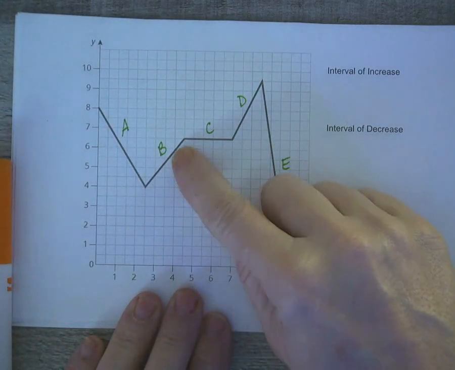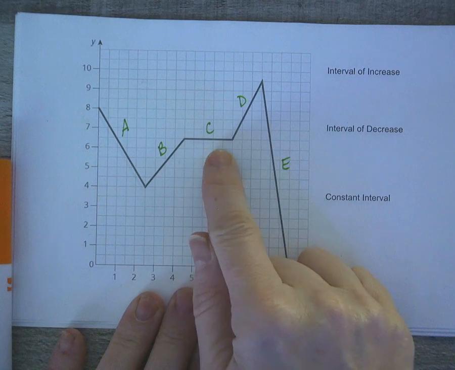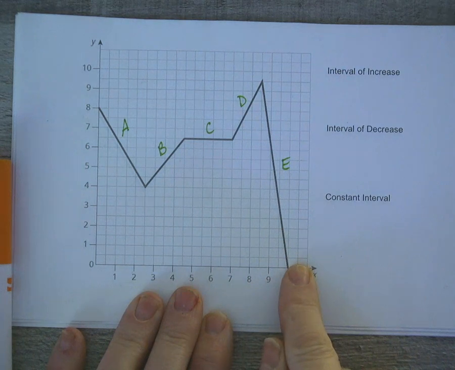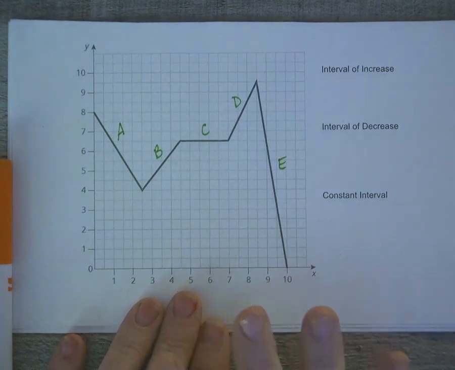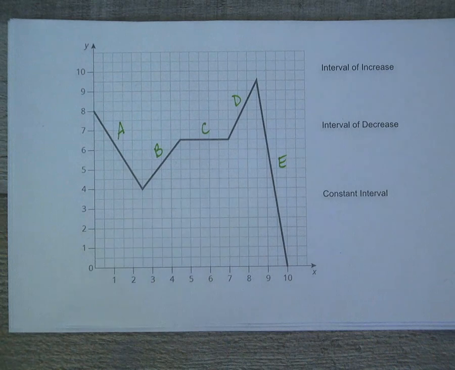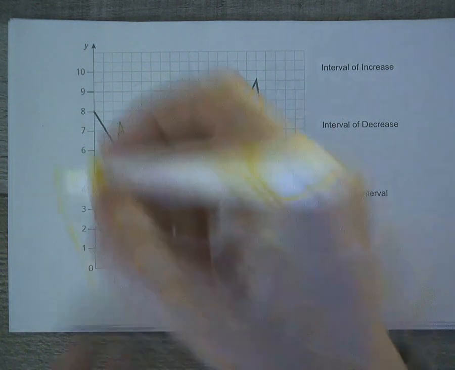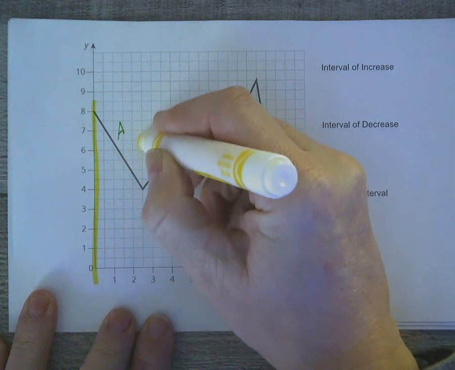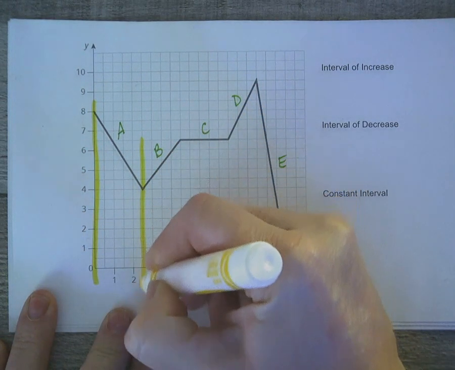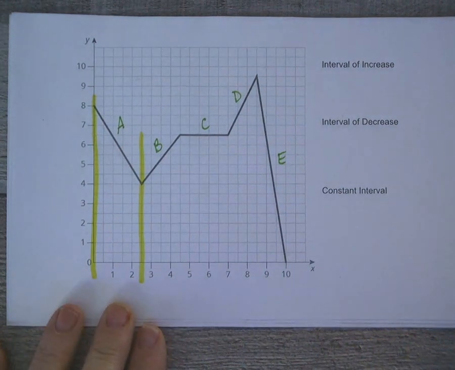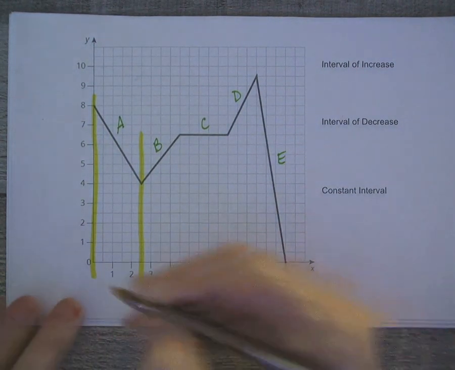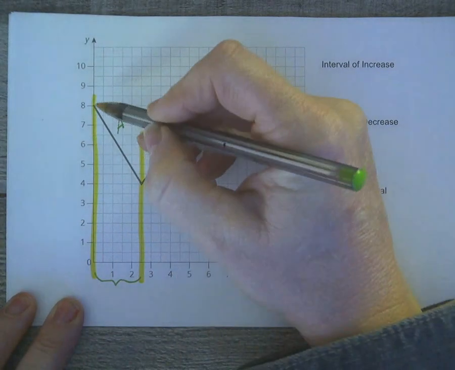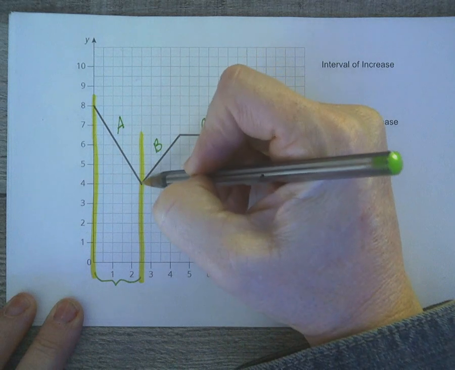Then segment B is increase. Segment C would be a constant segment. D is an increase, and E is a decrease. But now we're going to talk about the interval for which it is doing this. So we're going to look at segment A. And when we talk about intervals, we want to push this interval down onto the x-axis. And we want to read for what input values is the output of the function decreasing.